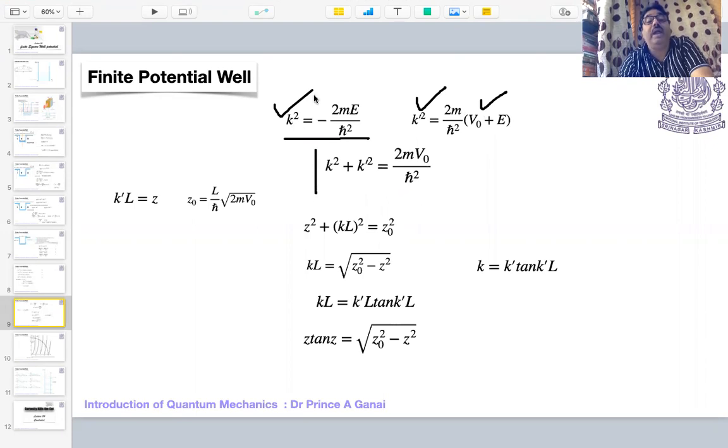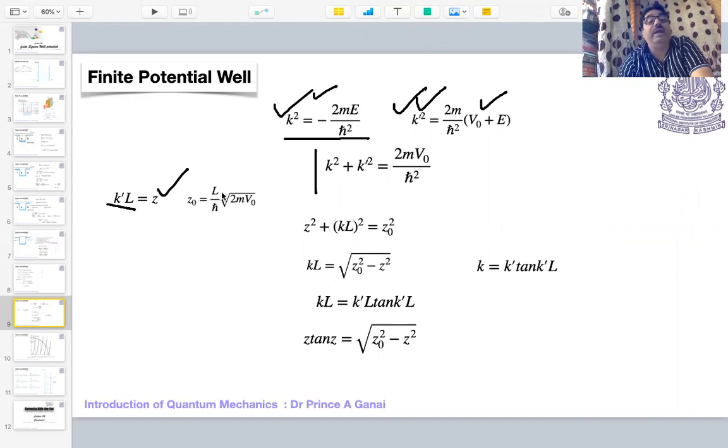When you add these two, you will see that minus twice mE by h bar square and plus twice mE by h bar square will cancel. So we'll be left only with twice m V naught by h bar square. Now we use parameters which are dimensionless. So we introduce Z, a dimensionless quantity. If you multiply K prime with L, because K prime has dimensions of 1 by L, K prime L would be dimensionless and we call it Z.